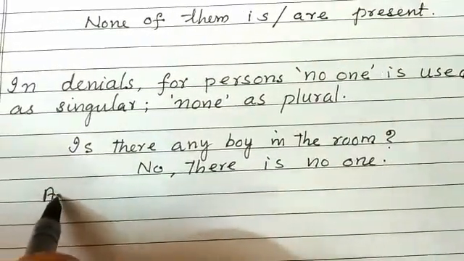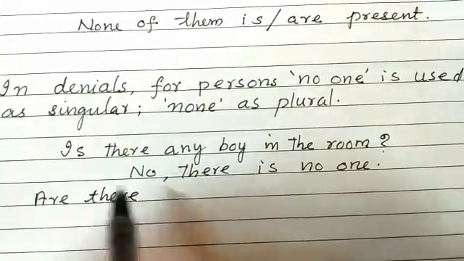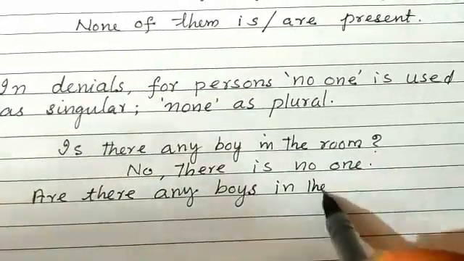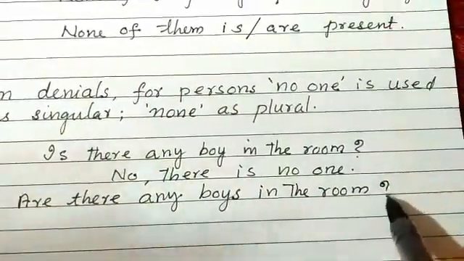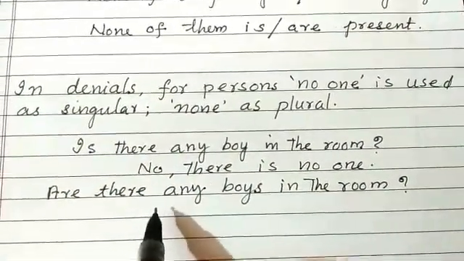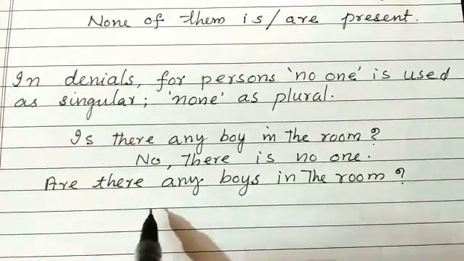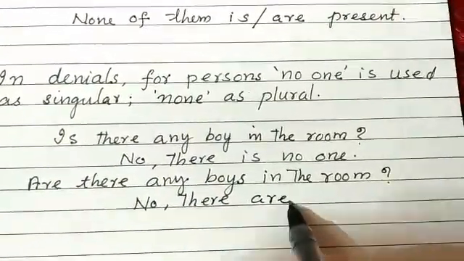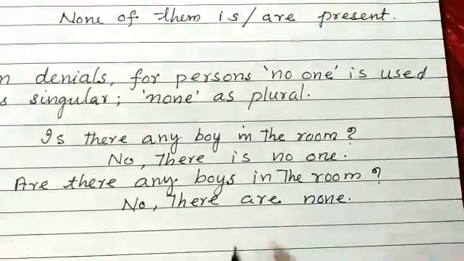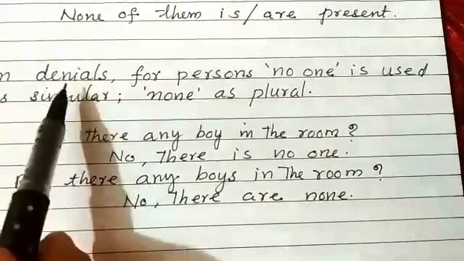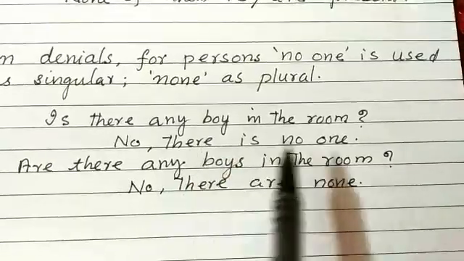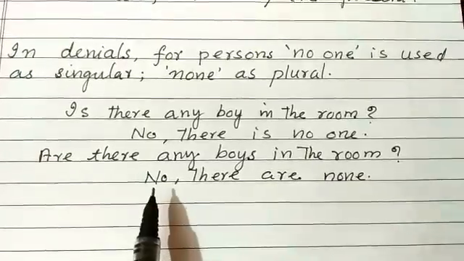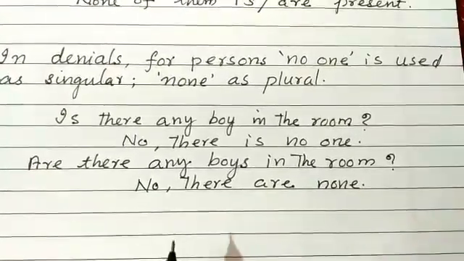But the question is plural. For example, are there any boys in the room? Then we give a denial. No, there are none. So in denials, if it is singular, then we give no one, and if it is plural, we give none.